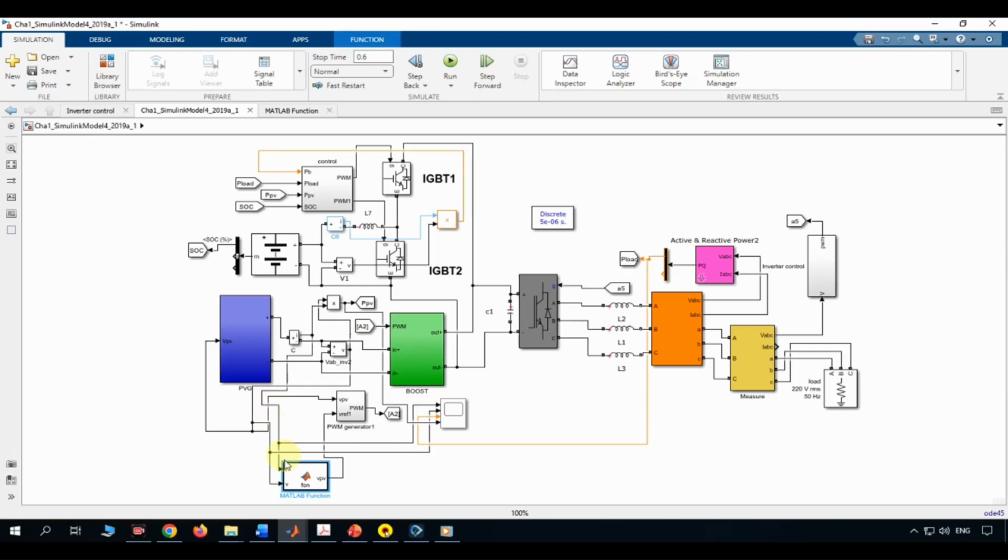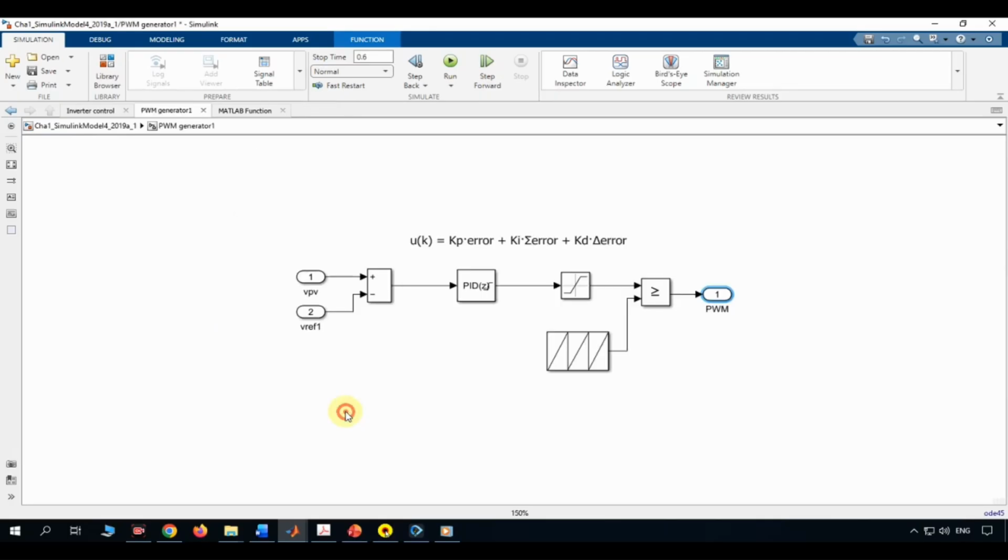PWM generator. This is the PWM generator for the boost converter. It takes the MPPT's voltage reference and translates it into an actual switching signal for the IGBT/MOSFET in the boost converter. Signal trace. 1. Error calculation.